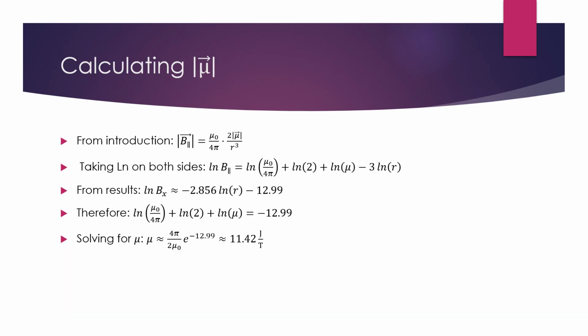To calculate the magnitude of the magnetic dipole moment, we take the natural log of the on-axis magnetic field formula. Then we set this equal to the equation from the graph in the previous slide. Finally, we solve for mu and get a value of approximately 11.42 joules per Tesla.